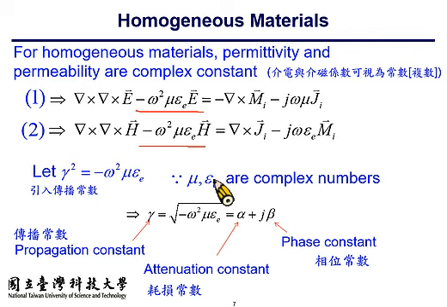Because of this result, we can replace minus omega to the square times mu times epsilon with the so-called propagation constant, 传播常数, gamma to the square. Okay, so we replace the constant of the second term on the left-hand side with gamma to the square. And again, I'd like to remind you that the second term represents the time difference, the time domain variation. The first term is spatial domain variation.